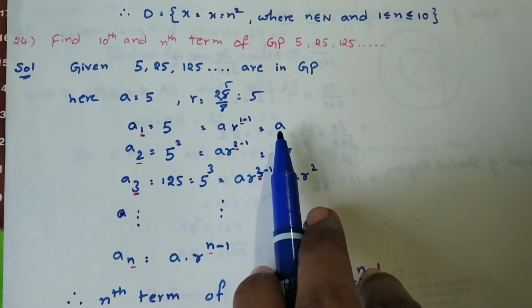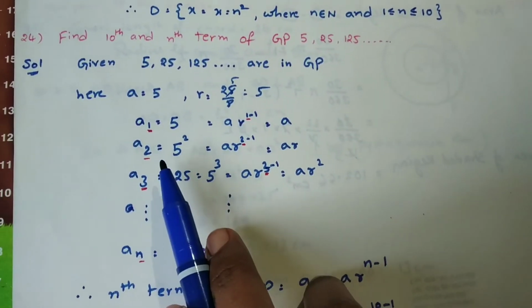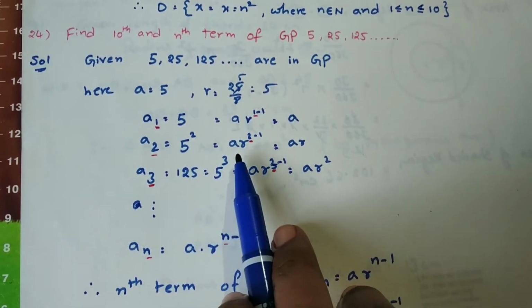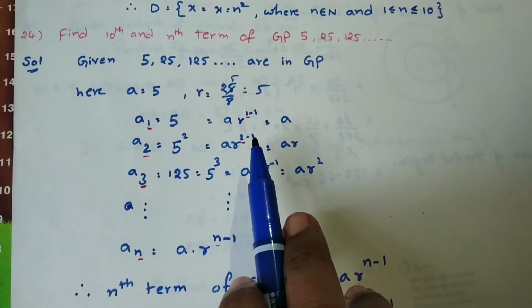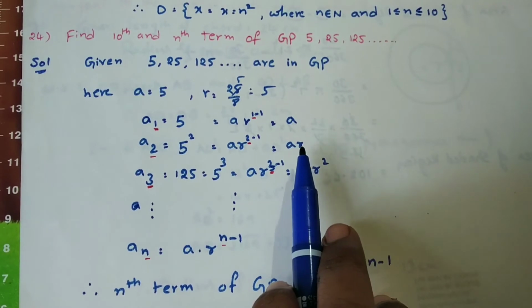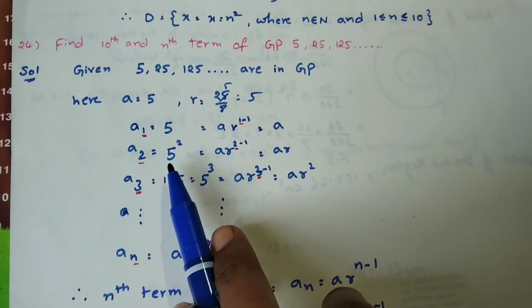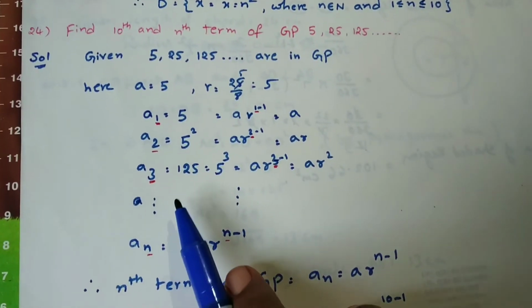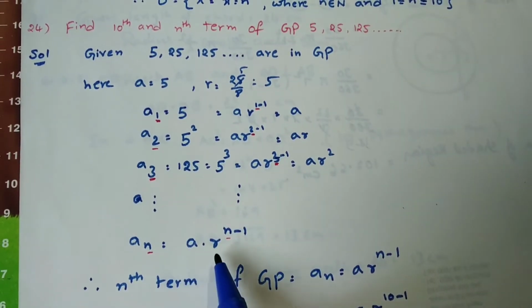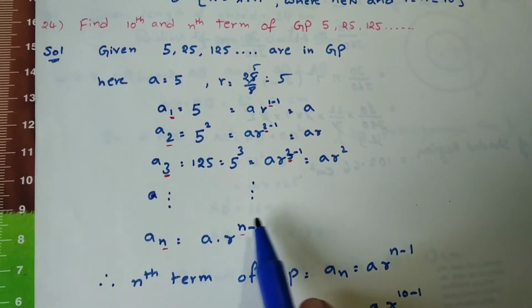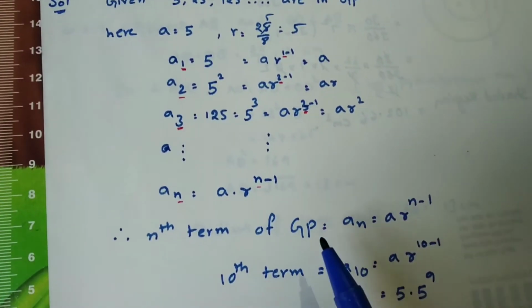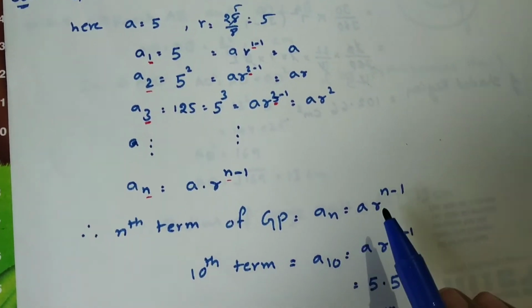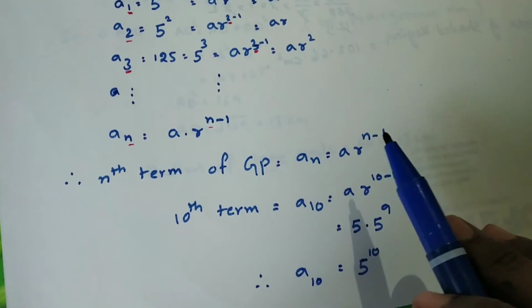So you are going to get the singleton A. And the second term, if you observe, A2 is equal to A into R to the power of 2 minus 1. If you write it out, you are going to get AR. So like this, if you observe, an is equal to A into R to the power of n minus 1. This is nothing but the nth term of GP. Nth term of GP: an is equal to A into R to the power of n minus 1.